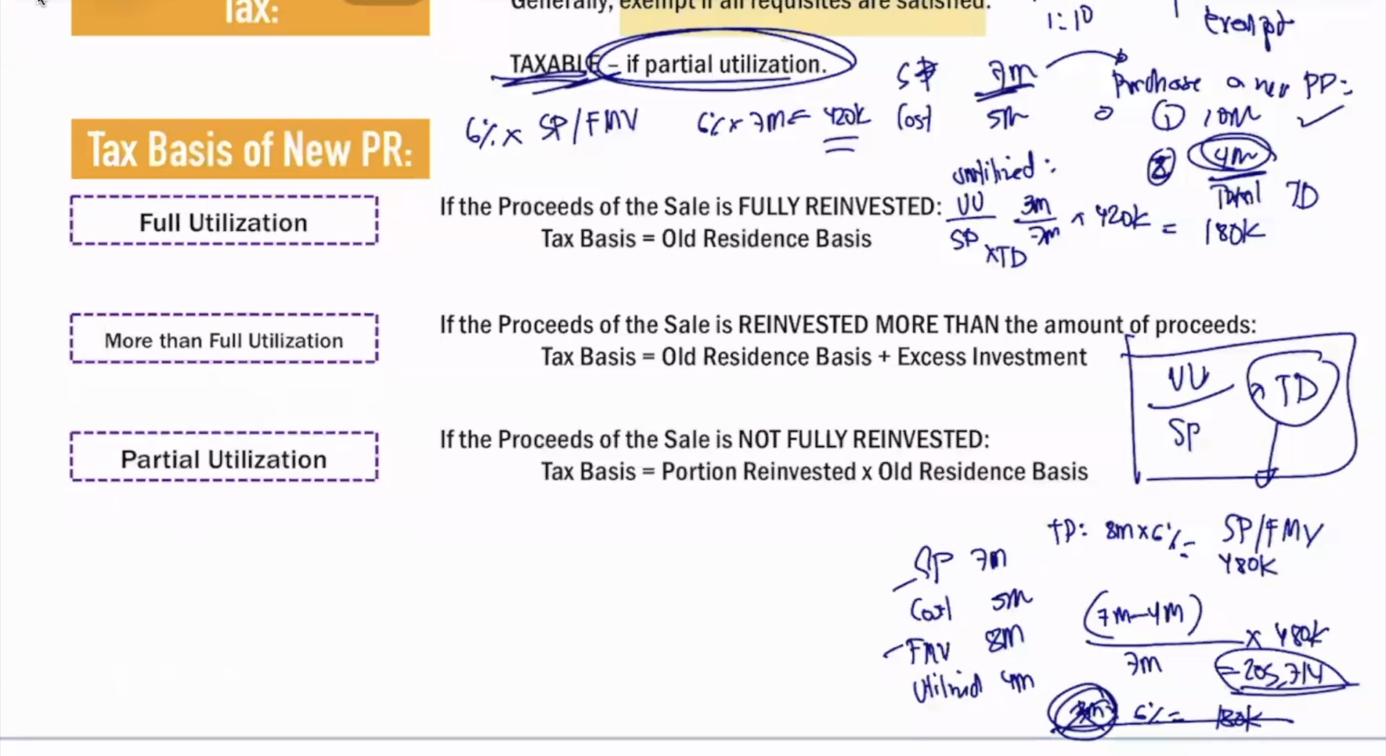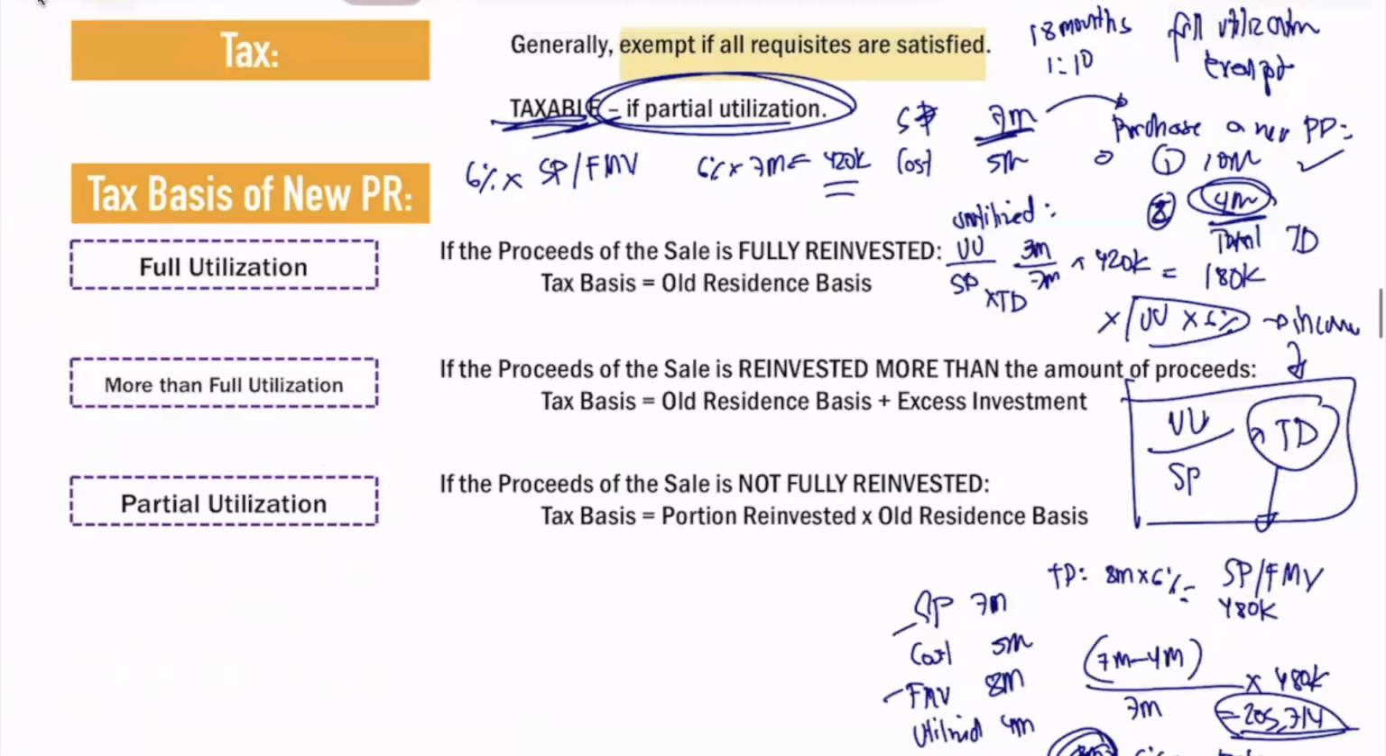Do not get it directly. Mali yung kukunin mo lang yung unutilized multiplied by 6%. This is incorrect. Okay? That is incorrect. The proper way is to get the proportion out of your tax due.